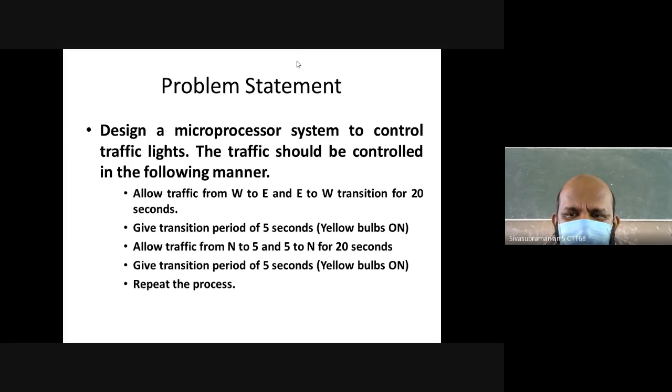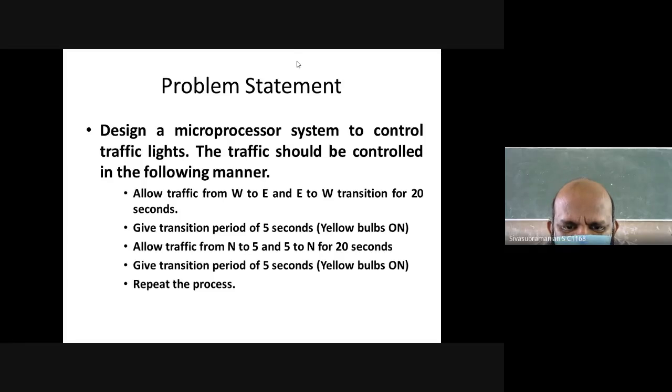Okay. So the sequence that is available here is something like this. First, we need to allow the traffic from west to east and east to west for 20 seconds, right? And then we are going to give a transition period of 5 seconds. Why is this transition period? It is to switch over from green to red. Out of the 3 lights, red, yellow, and green, initially when the direction is from west to east and east to west, green will be glowing in that direction. Okay, and during this transition period, the yellow light will be glowing, and then the sequence will be north to south and south to north.